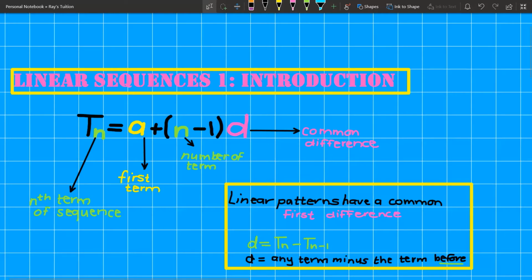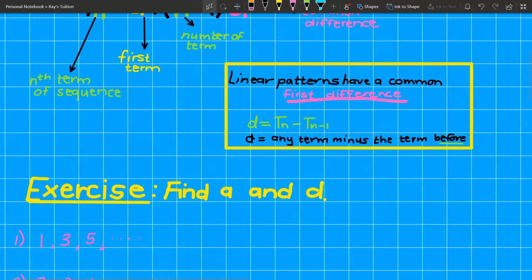What is special about linear patterns is they have a common first difference. Okay, so that's quite important. They have a common first difference. And the first difference is calculated by taking any term and subtracting the term before it. So in general, it can be written as Tn minus T(n minus 1), but it is any term minus the term before it. Now, this might seem a bit abstract, so let's have a look at a question to see how the patterns look.